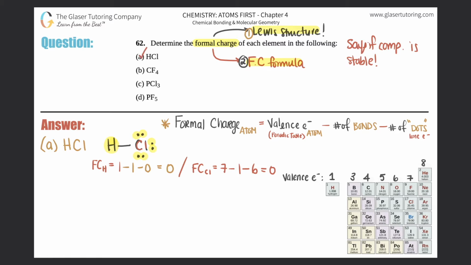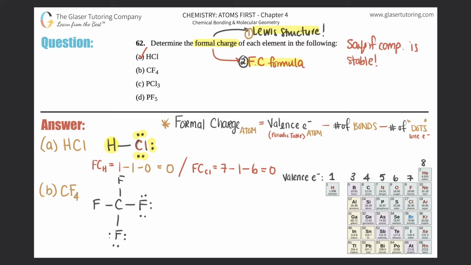So A is done. Now let's do the same thing with B and pick up the pace. With B, we have CF4. You could pause the video, try to figure out the Lewis structure, and then match it with mine. CF4 would have carbon in the middle, surrounded by 4 fluorines. And each of these fluorines would have 6 dots.